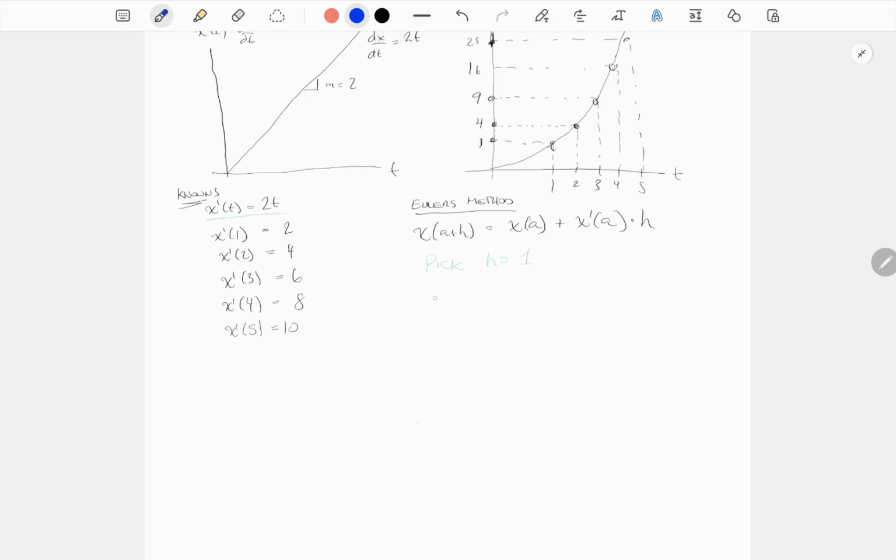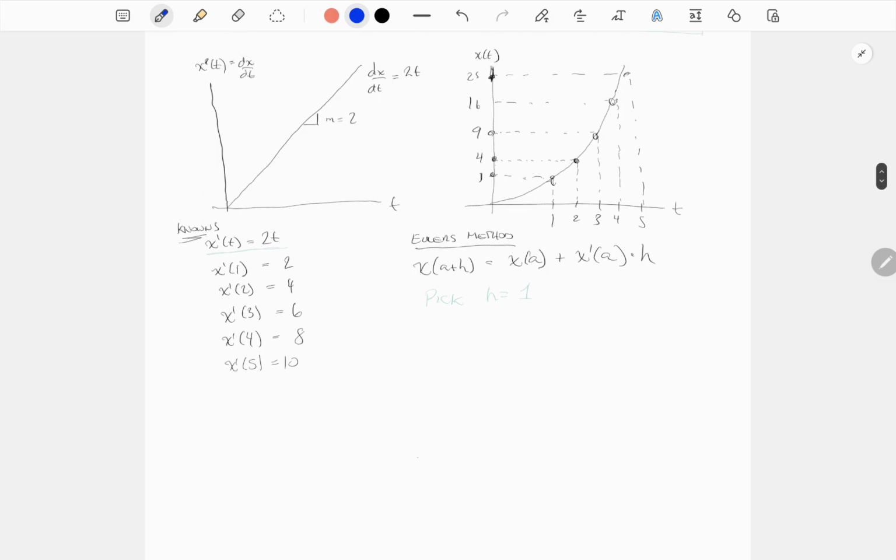All right, so pick h equals 1, and we're going to start Euler's method. So we need one point that we know. So we know x prime, and we also know one other thing. We know that x at 1 equals 1. This is the known point, because remember, Euler's method is going to give us a particular solution, so we need an initial value. All right, great. So we say x at 1 equals 1.